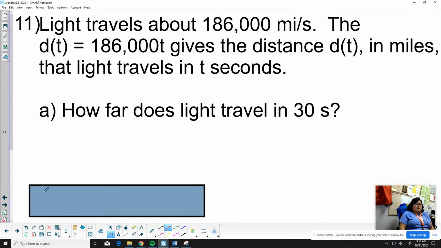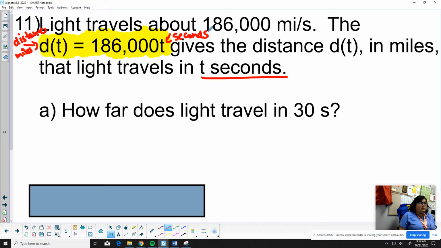All right, that was the last graph. So now we're going to do the story problem. Here's the function right here. d of t, which is the same as d of x, equals 186,000 t. So it tells us that light travels about 186,000 miles per second. The equation gives the distance d of t in miles that light travels in t seconds. So this part over here stands for distance or miles, and the t right there stands for seconds.